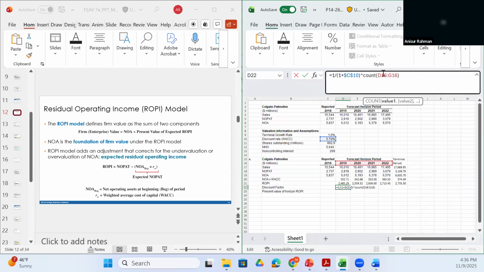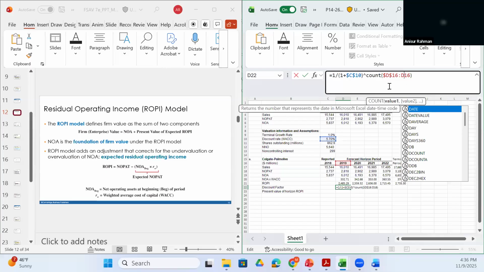I'll lock D16 completely. And then this one also, D16. So from D16 to D16, it will count only one cell. That is what I need. But as I move across this formula, D16 will change, D17, D18, and so on. And our exponent, number of periods, will change accordingly.